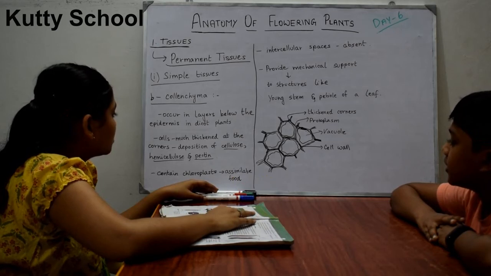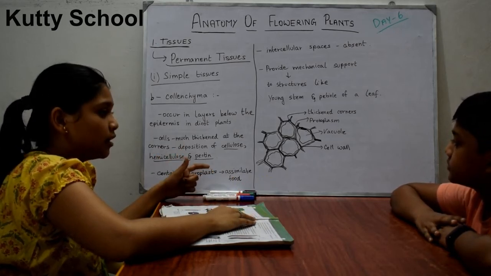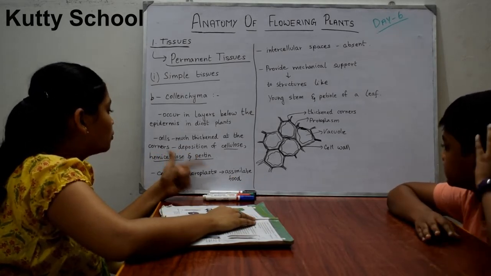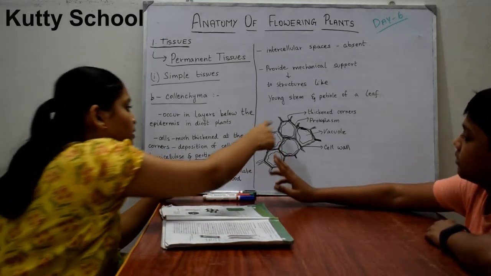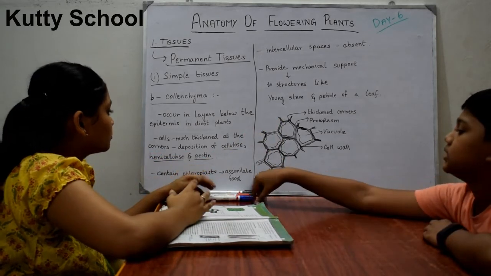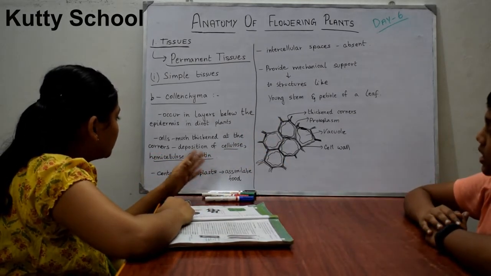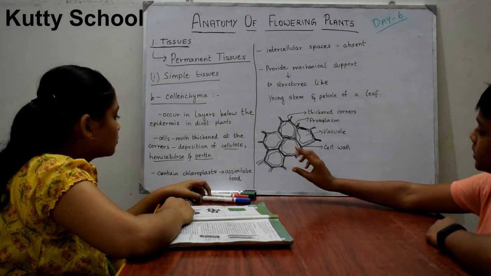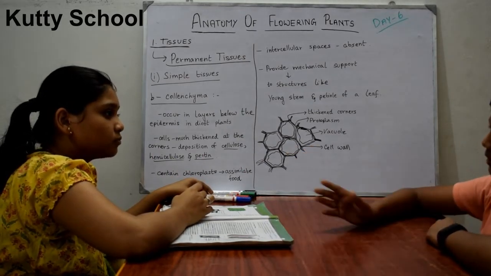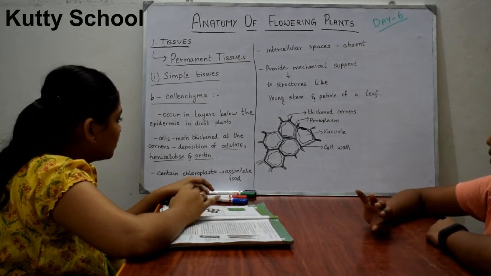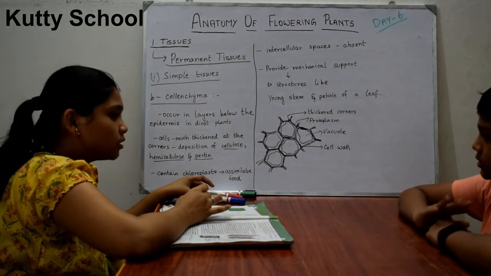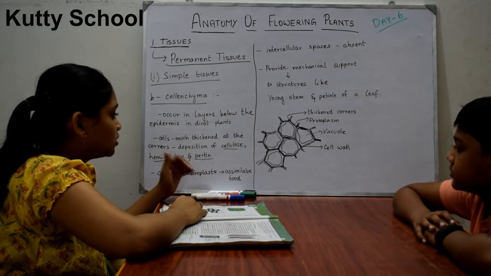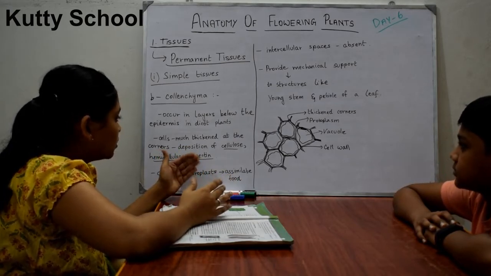Here the cells are much thickened, thick at the corners due to deposition of cellulose, hemicellulose and pectin. Hemicellulose is a material like cellulose but not cellulose. Pectin is also a different substance, not cellulose. Due to deposits of these three substances at the corners, these cells are thickened at the corners.